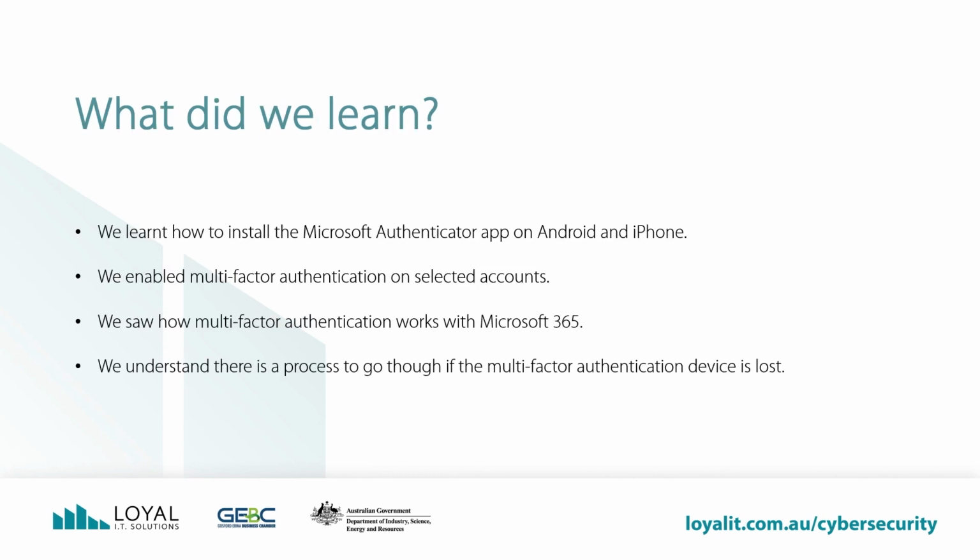So what did we learn? We learned how to install a Microsoft Authenticator app on Android and iPhone. We enabled multi-factor authentication on selected accounts. We saw how multi-factor authentication works with Microsoft 365. We understand there is a process to go through if the multi-factor authentication device is lost.